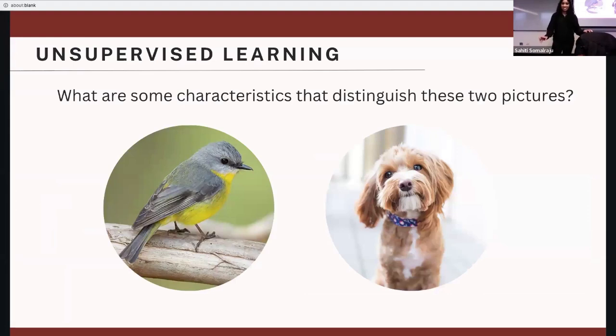So just a quick exercise. We have two pictures here. I know we know what those are, but pretend we don't. So what are some characteristics that you can identify that distinguish these two pictures? I'm going to open up the floor to you guys. Color, okay. Anything else? Yeah, one has a beak, the other one doesn't. Anything else? Yeah. For example, one has feathers, the other one has hair, fur.